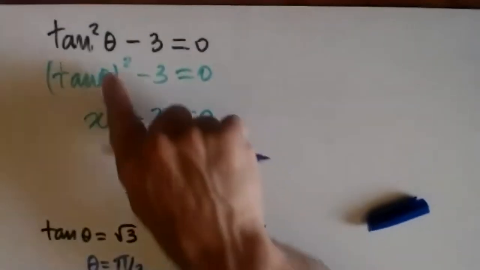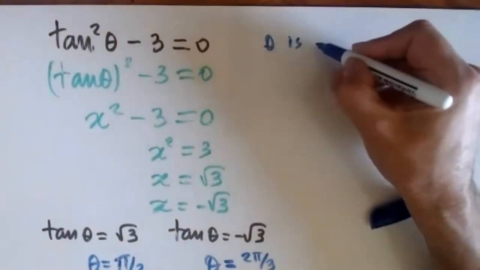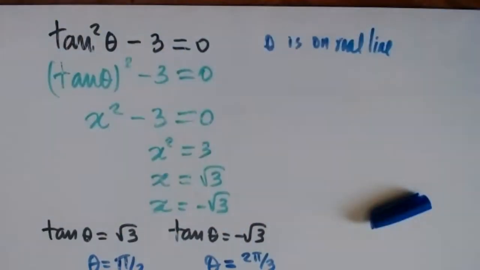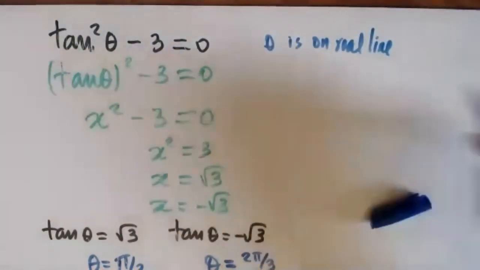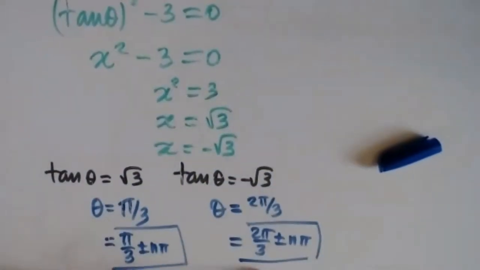Remember, there is no restriction on my theta. So theta is on the real line, the number line. So it goes from positive infinity to negative infinity. So you may have many solutions as you see here. Okay.